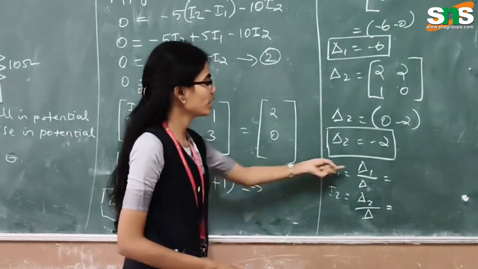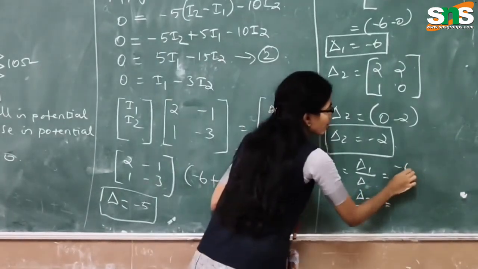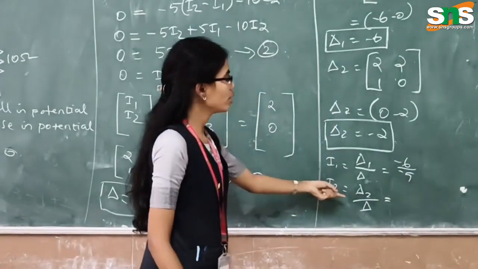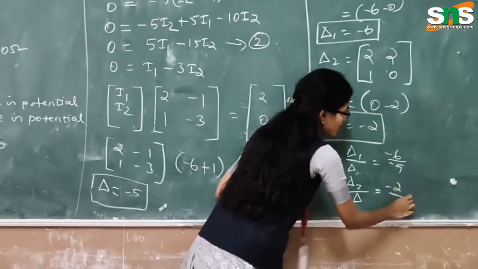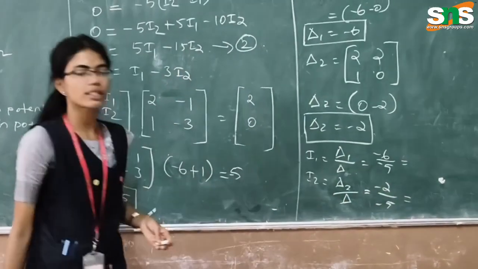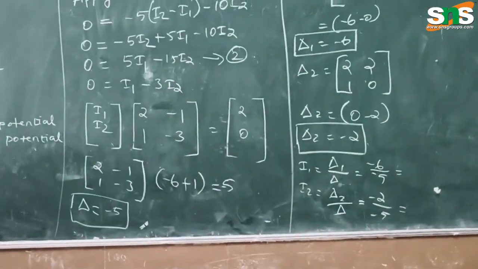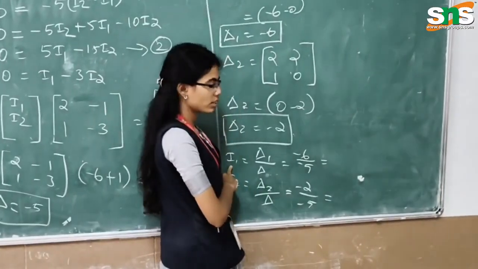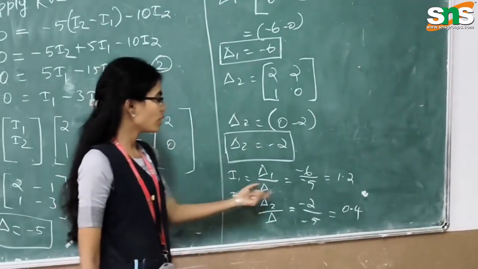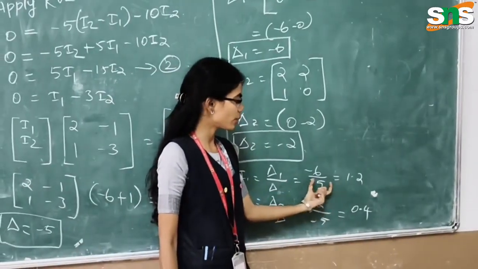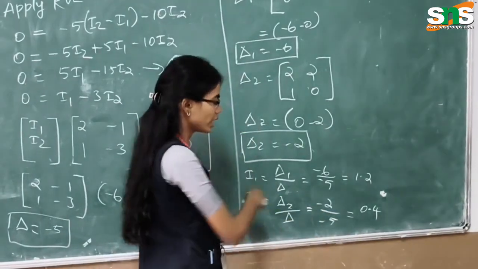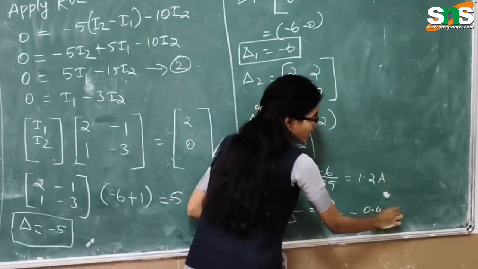We have to find I1. Del 1 is minus 6, and we already know that del is minus 5. For I2, del 2 is minus 2 and del is minus 5. Calculating this, for I1 we get 1.2, and for I2 we get 0.4. In terms of current, we have to mention it in amps.